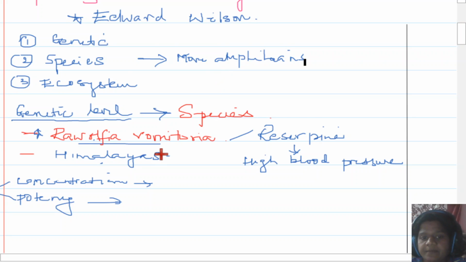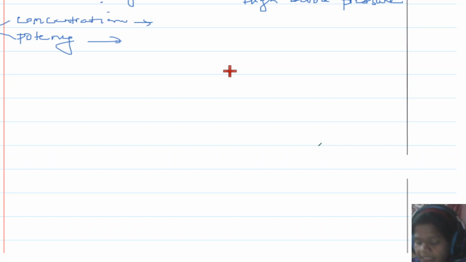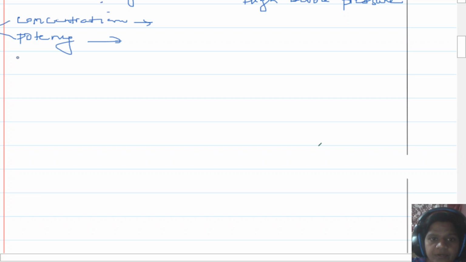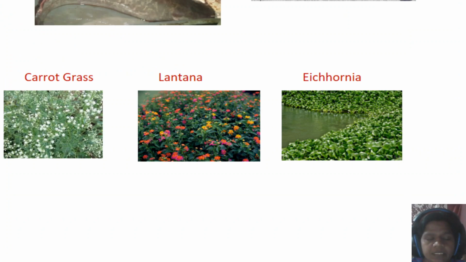Now that we have learned about the different levels of biodiversity, there are also indices of biodiversity. Index is singular, indices is plural. Before we get into the index, let's look at the picture.